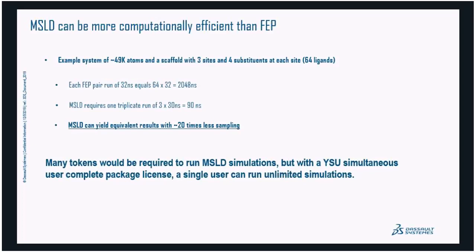And to put this into perspective, if anybody has used other free energy perturbation algorithms such as FEP+, which uses token-based licenses, you're probably familiar that free energy perturbation takes up a lot of tokens. So if you want to do a calculation like this with 64 ligands, you're going to run out of tokens pretty fast, and you have to buy more tokens. But with MSRD, we actually offer here at BIOVIA what's called the single simultaneous user complete package license, where a single user can run unlimited simulations, so you don't run into the problem of running out of tokens for your calculations, which is very important for MSRD because it is so computationally expensive.